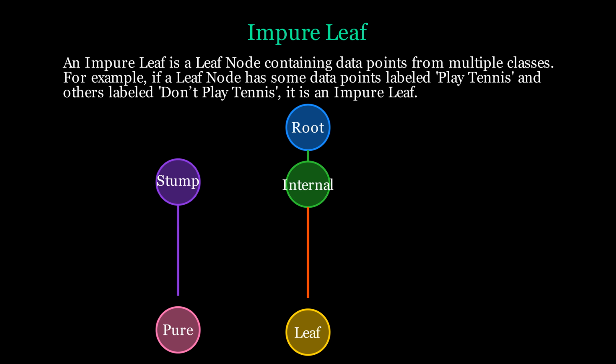Impure leaf. An impure leaf is a leaf node containing data points from multiple classes. For example, if a leaf node has some data points labeled play tennis, and others labeled don't play tennis, it is an impure leaf.